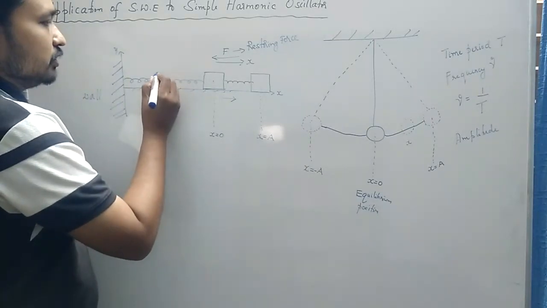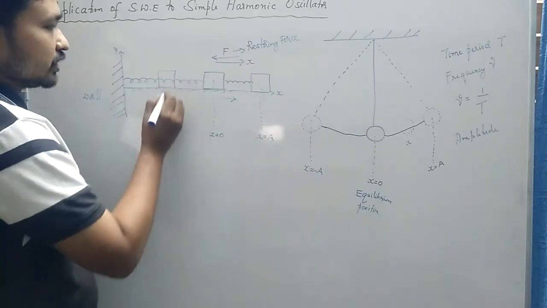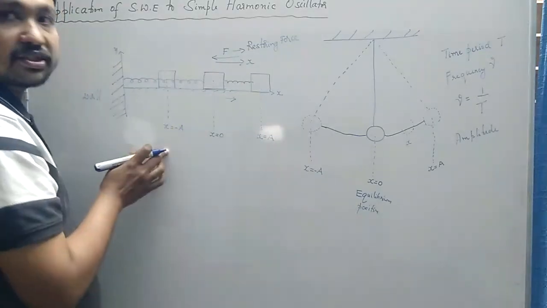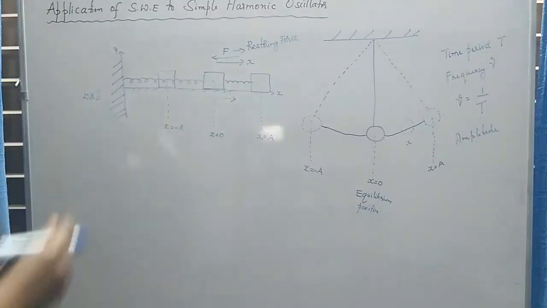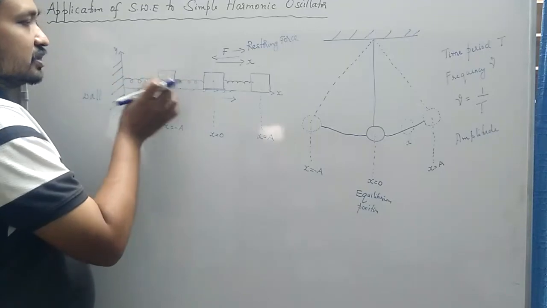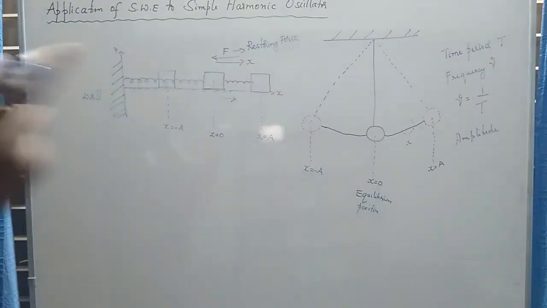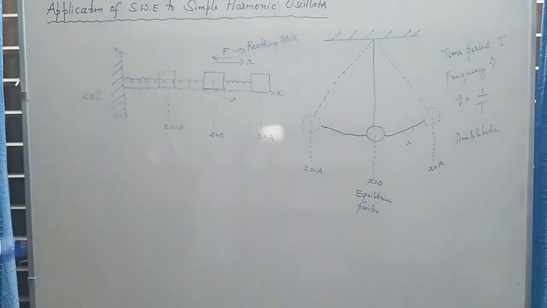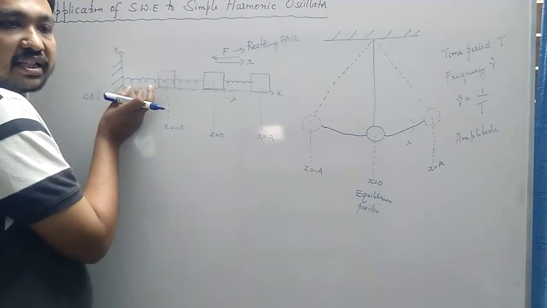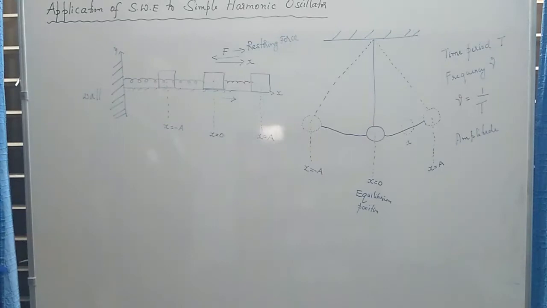So the particle will be displaced somewhere up to here. So this is x equal to minus a, or x equal to a in the opposite direction from the equilibrium position. Now when the object is here, the spring is not in the elongated or stretched state, it is in a compressed state. So the spring is compressed, and this is also not a natural state of the spring.